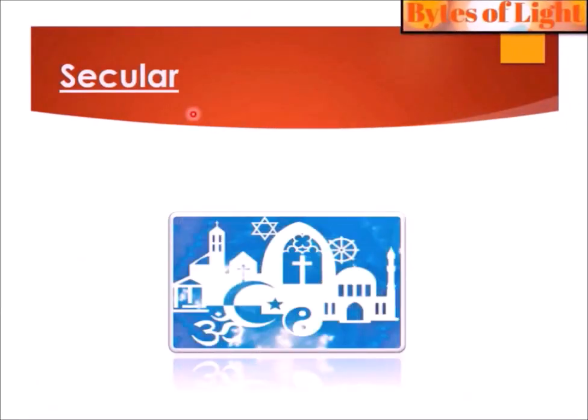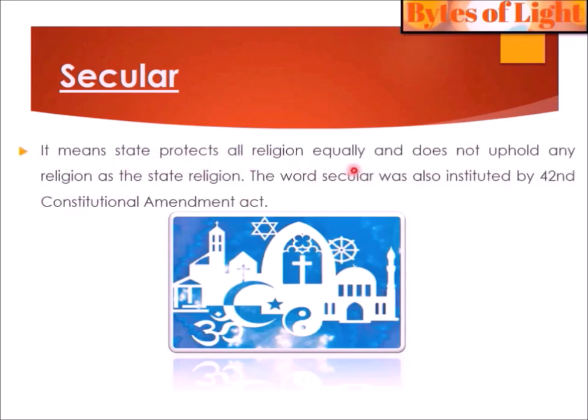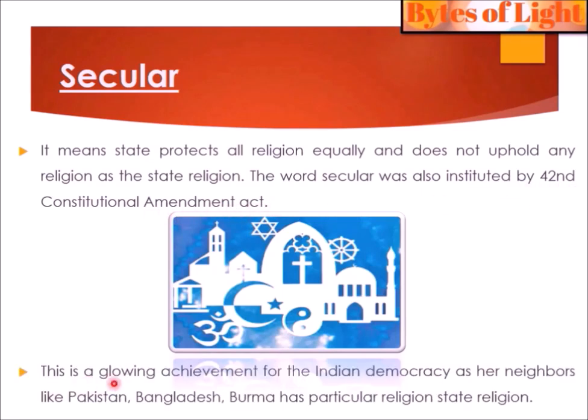Coming to the next point, that is secular. Here you can see all the religious symbols coming together. Secular means that the state protects all religions equally and does not uphold any religion as the state religion. And the word secular was also instituted by the 42nd Constitutional Amendment Act. This is a glowing achievement for Indian democracy, as our neighbors like Pakistan, Bangladesh and Burma have a particular religion as state religion, and there are a lot of problems in these countries.